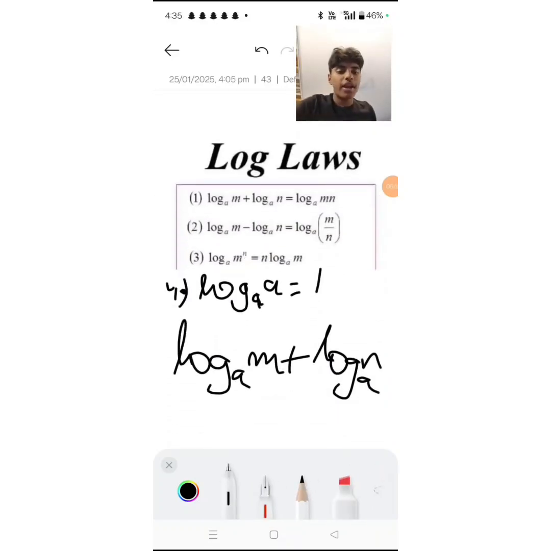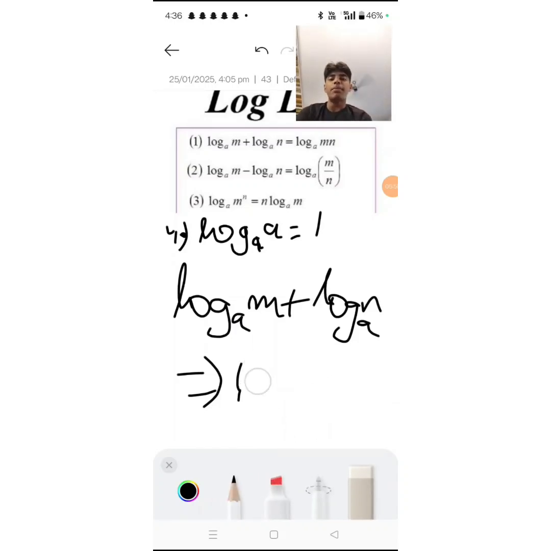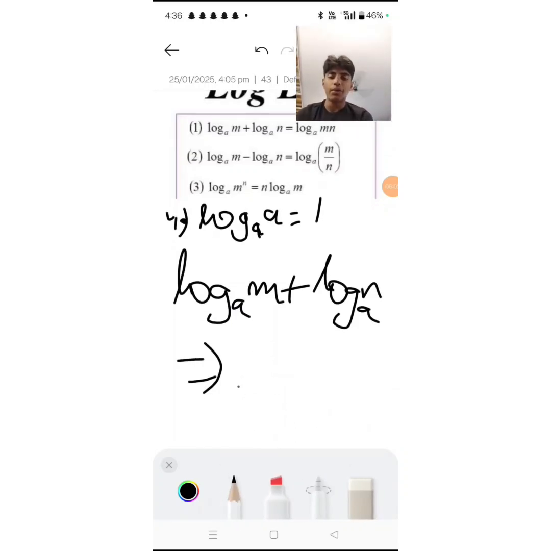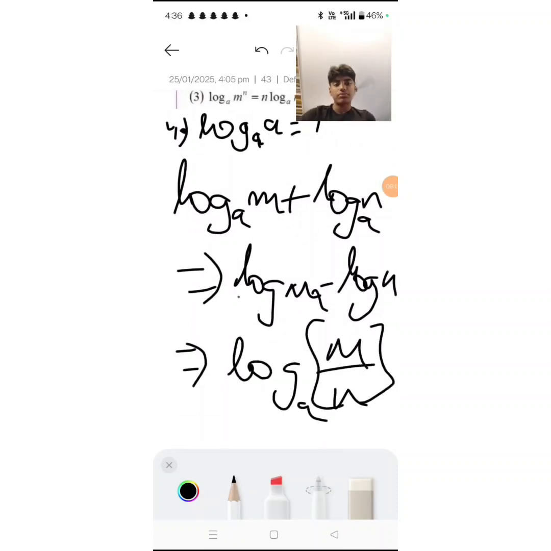Log m to the base a plus log n to the base a is just equal to log mn, right? Quite easy. Whenever it's a plus, it's a multiply, but whenever it's a minus, it's a divide. So if you have log m minus log n, it's ultimately log m divided by n to the base a, right?